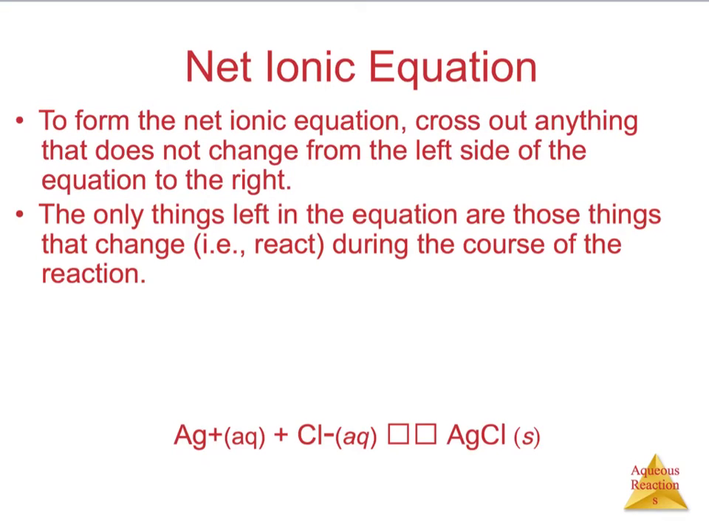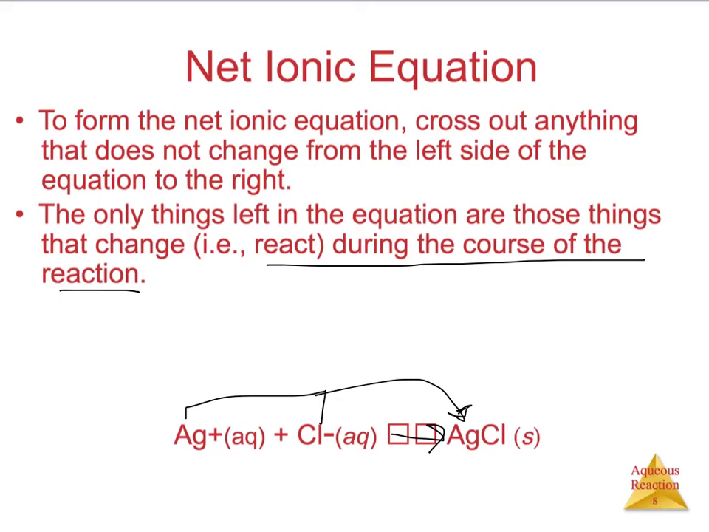That leaves us with the Ag plus the Cl yields AgCl solid. This is our net ionic equation. We only keep the things that react during the course of the reaction, only the things that are changing. Okay? If it's dissolved in solution and it remains dissolved in solution, then it doesn't change. But these two things, they made a new compound. By George, now we have silver chloride.